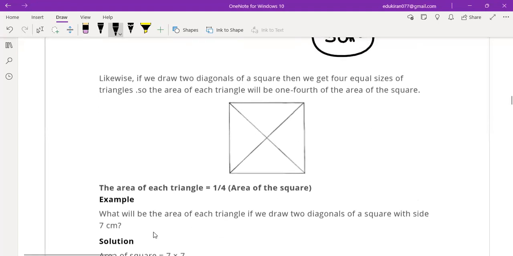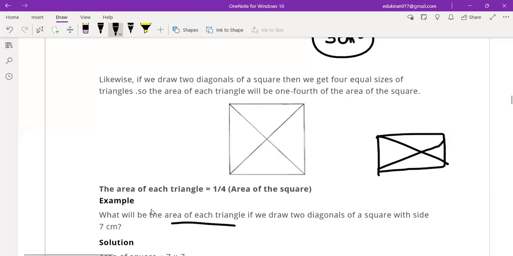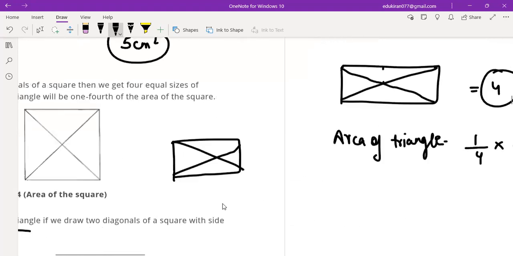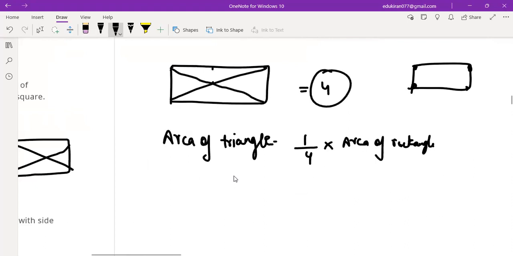Now, this one. What will be the area of each triangle if we draw two diagonals of a square with side? Clear? So in a square, it will come like this. I've already mentioned, right? So I think you can do it. If it is for a square, then the same formula will be there and you will write area of square. I hope I don't need to teach you, right?